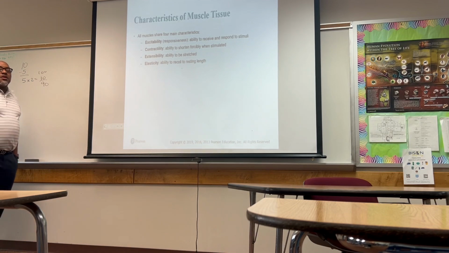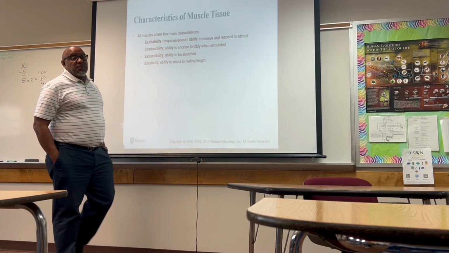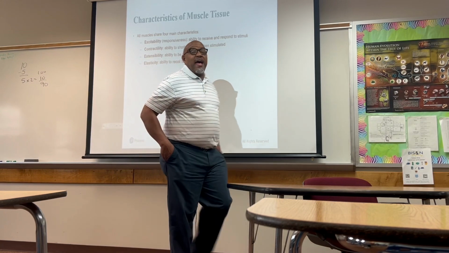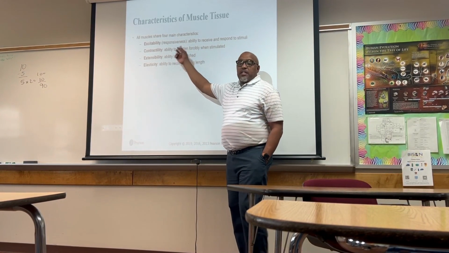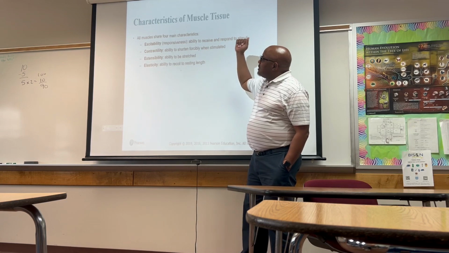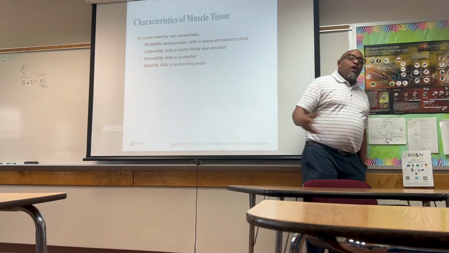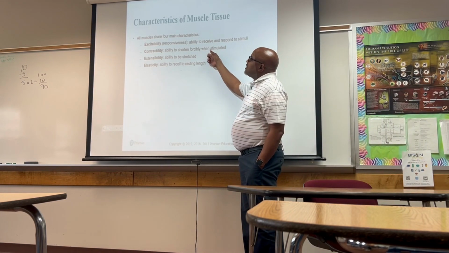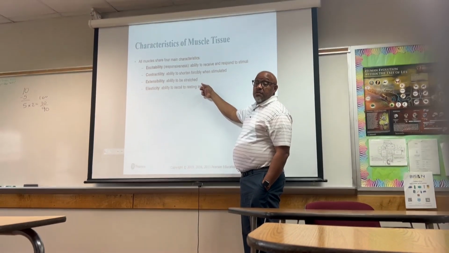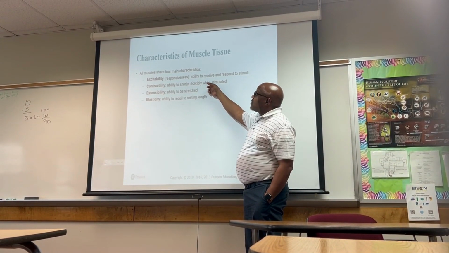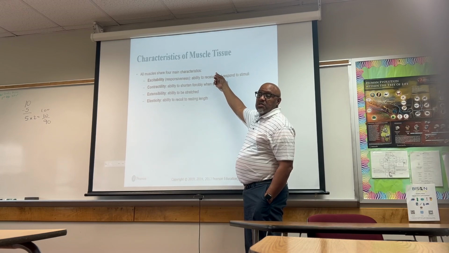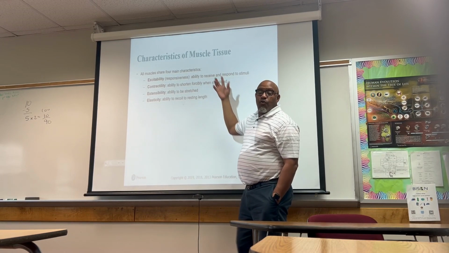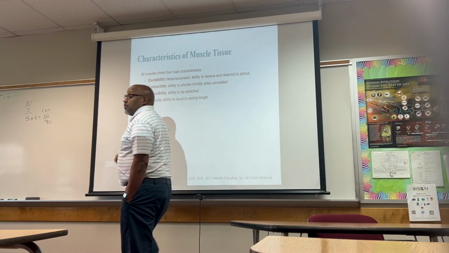Now, for muscles, there's 4 characteristics that all muscle cells have. In order for it to be a muscle cell, it has to be excitable, contractible, extensible, and elastic, okay? All muscle cells are. If a cell is excitable, contractible, extensible, but not elastic, it's not a muscle cell. If it's elastic, extensible, contractible, but not excitable, it's not a muscle cell. Hopefully you see where I'm going. It has to have all 4 of these characteristics in order for it to be a muscle cell.